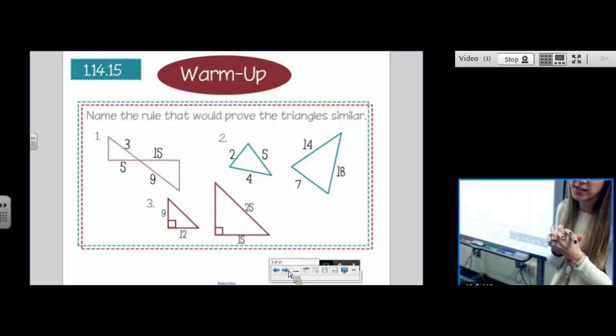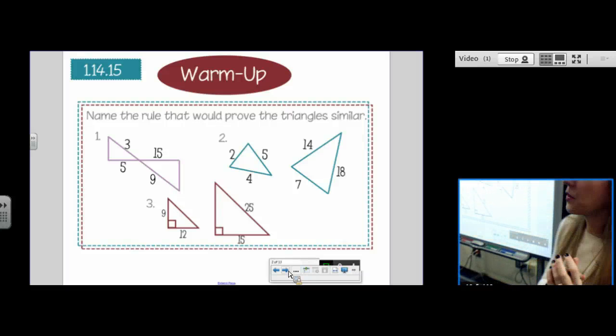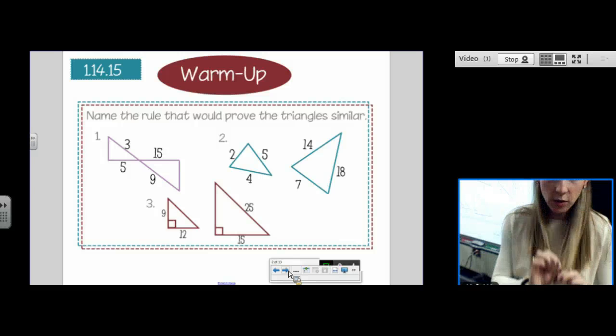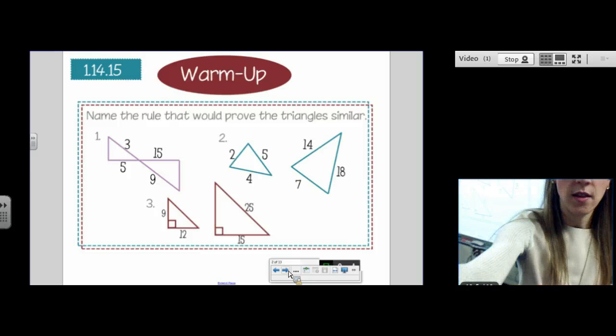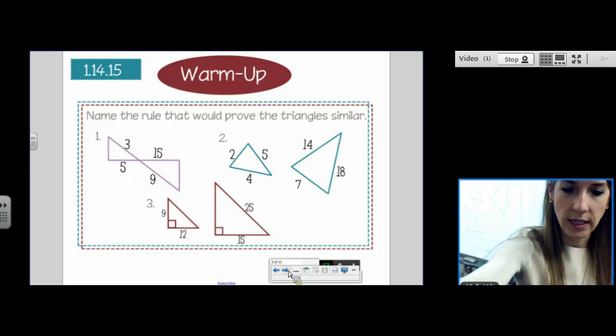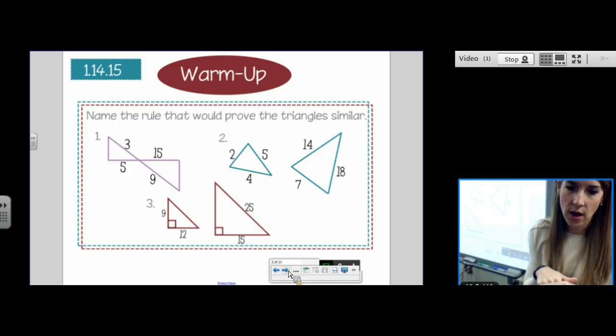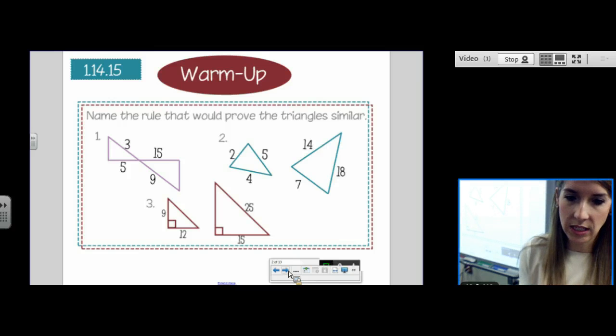Yes, your scarf bars. All right, we're going to get through this lesson quickly so that y'all can take your quiz, especially the people who missed it yesterday. All right, name the rule that would prove the triangle similar. This is what your quiz is over today. So I'm going to give you a couple of minutes to look at these 3 problems.